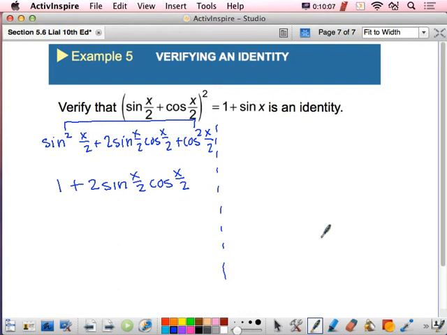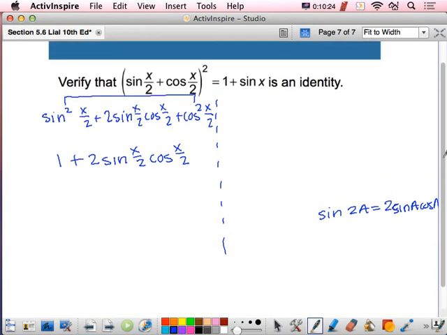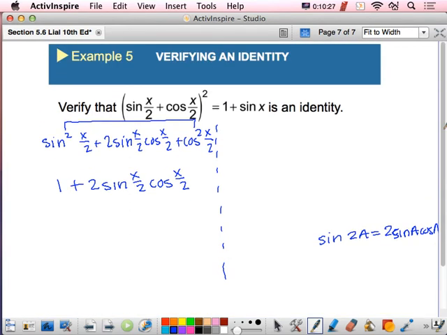Yeah, could you read it to me? We know that sine of 2a equals 2 times sine of a cosine of a. Okay, so in this case, I think this is the right side. Is that what y'all think? Okay, so in this case, a is x over 2. So what does that mean sine of 2a is? Sine of 2 times x over 2 is sine of x. I believe that, don't you?